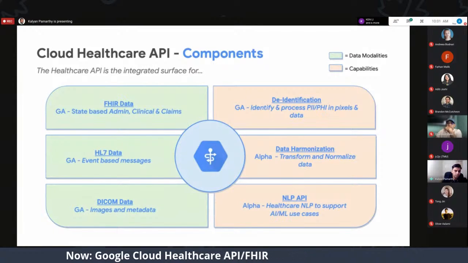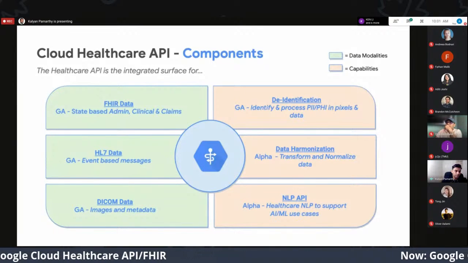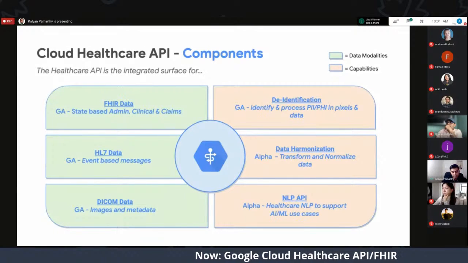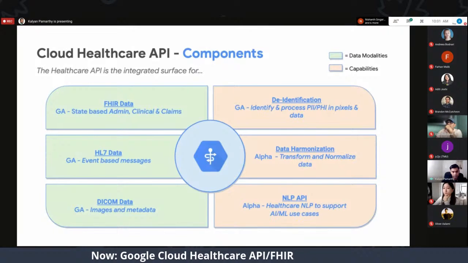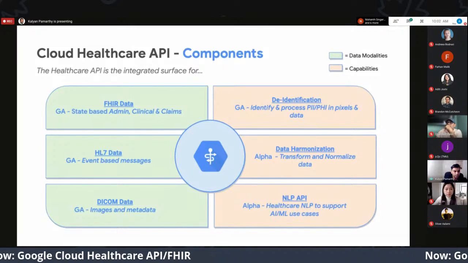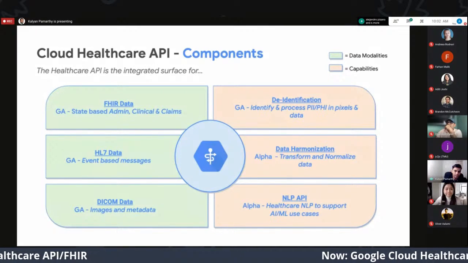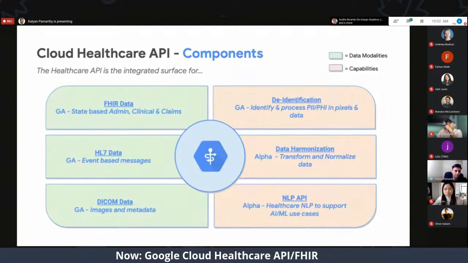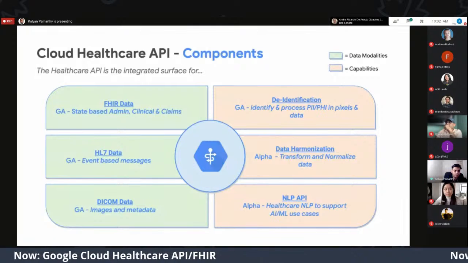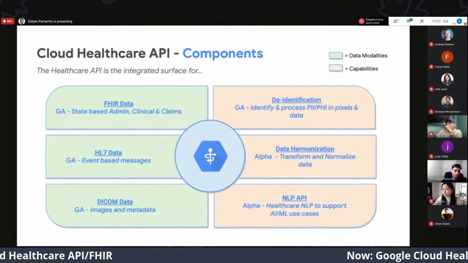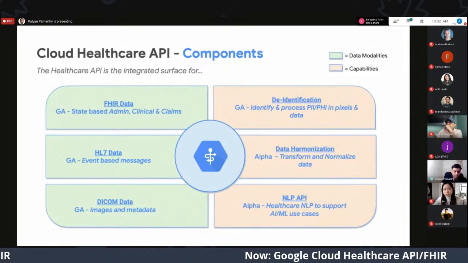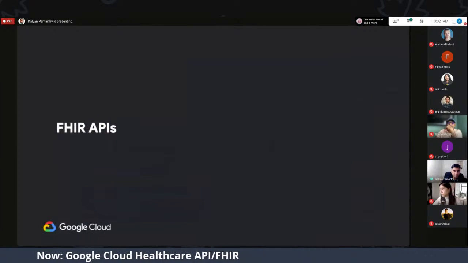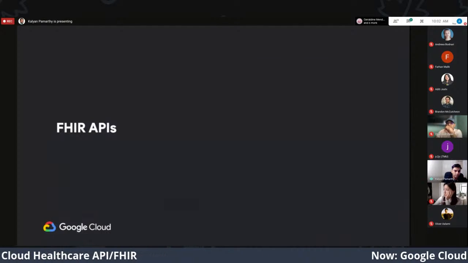We've also got tooling for transforming various types of data into other formats, for example, FHIR. And then we've got tools for de-identifying your data, which is really important in research use cases and analytics use cases. And so we've been building a lot of this over the past couple of years, and are continuing to build on top of the Cloud HealthKit API surface for a lot of different use cases. So I want to spend the rest of the time digging into FHIR API.